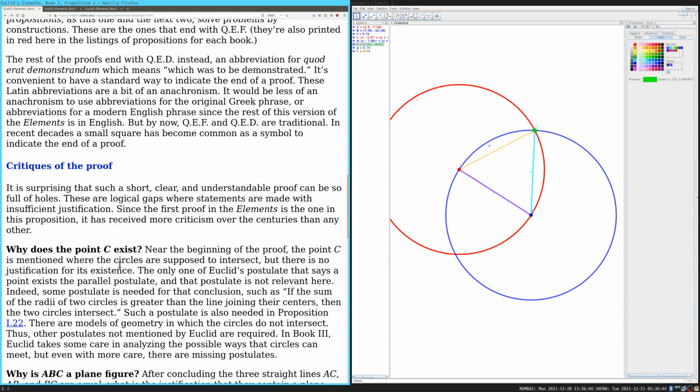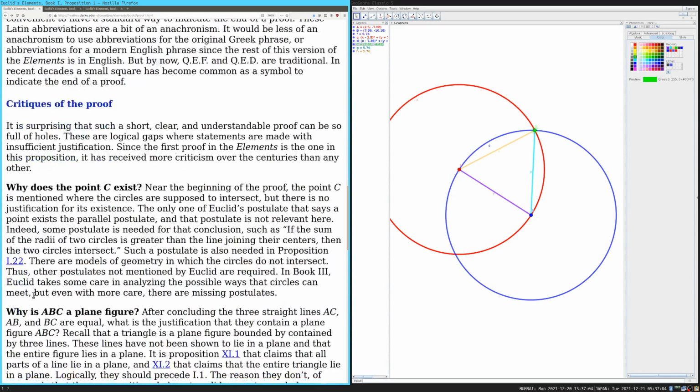Okay. Such a postulate is also needed in Proposition 1.22. There are models of geometry in which the circles do not intersect, right? Rational geometry, which is what we're going to be doing in the QAnal playlist. Thus, other postulates not mentioned by Euclid are required. In Book 3, Euclid takes some care in analyzing the possible ways that circles can meet, but even with more care, there are missing postulates.